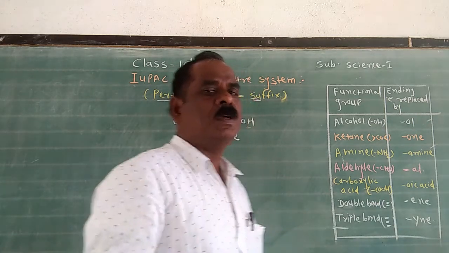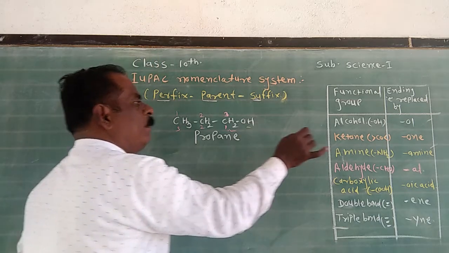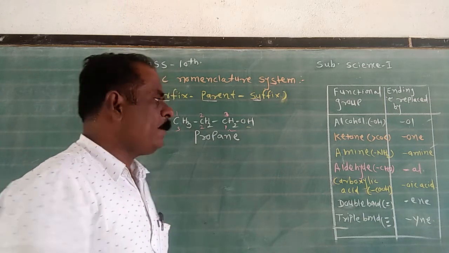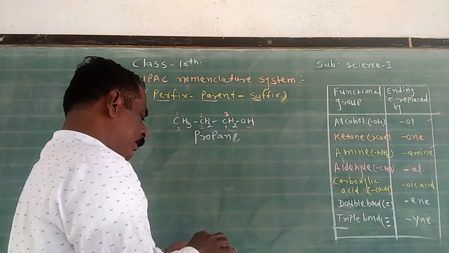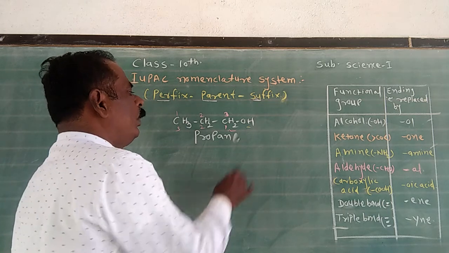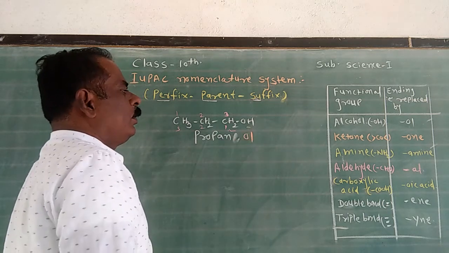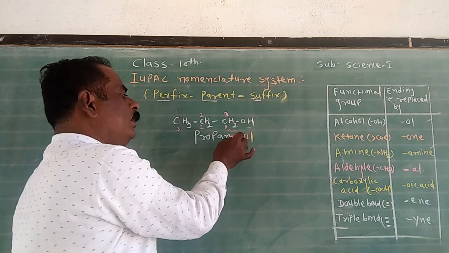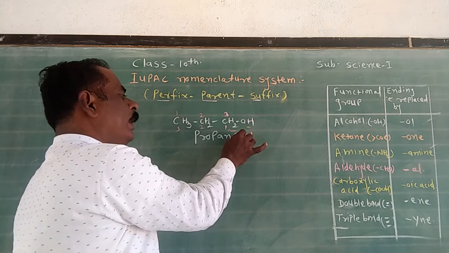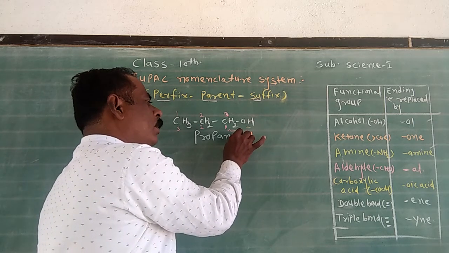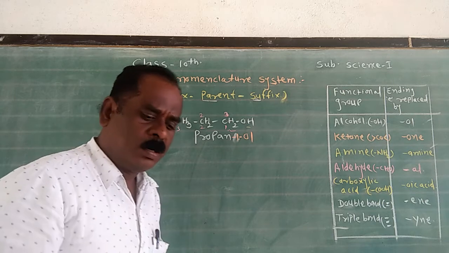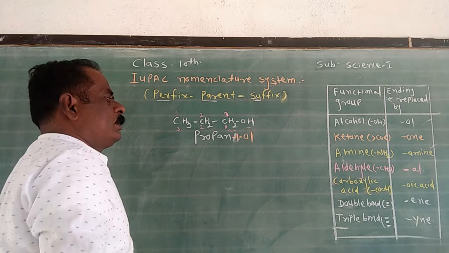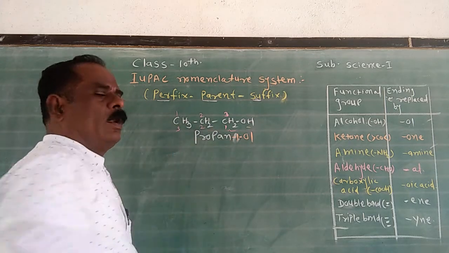Here, which is the functional group? OH is the functional group. In this table, E is replaced by OL. Therefore, remove the E and write OL. Then, OH is attached to which carbon atom? The first carbon atom. Then write its proper number. The number and the word are separated by a horizontal single line between the word and the number. The name of the compound is propan-1-ol.